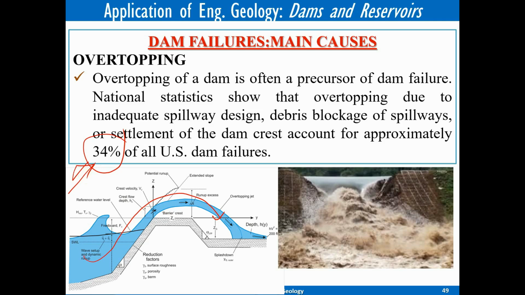Due to inadequate spillway design, debris blockage in the spillways, or settlement of the dam top, overtopping is caused, and this type of dam failure generally happens due to overtopping, and the dam breaks from the crest. Okay, that's one reason.